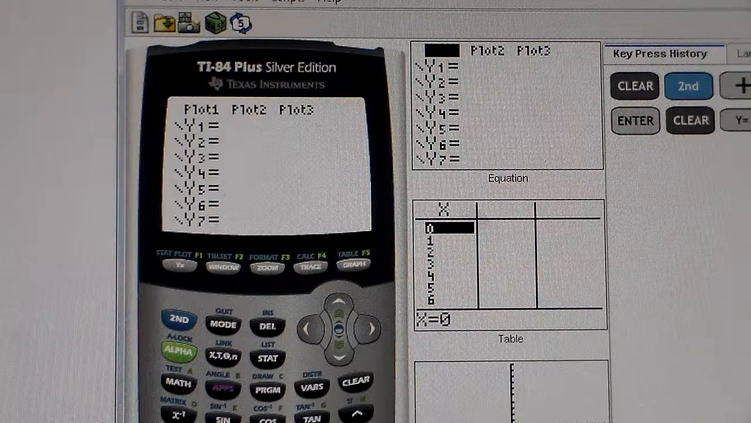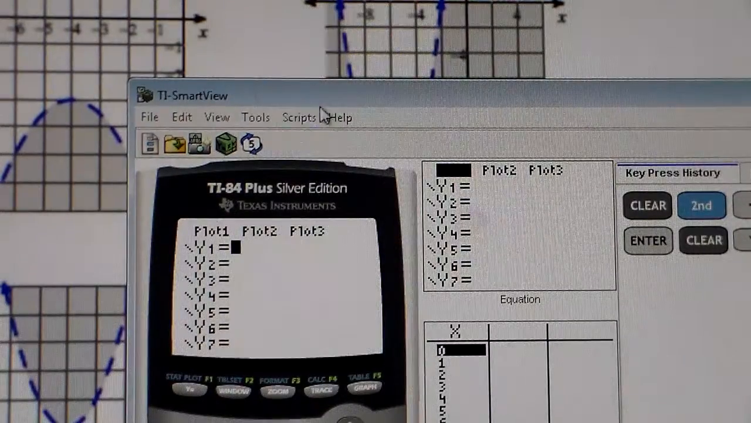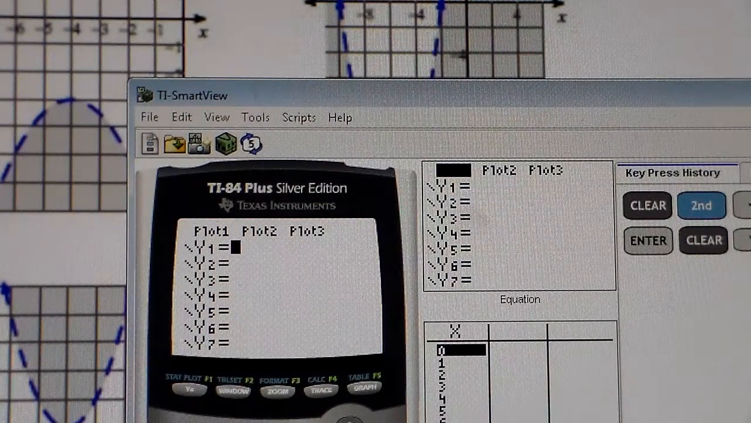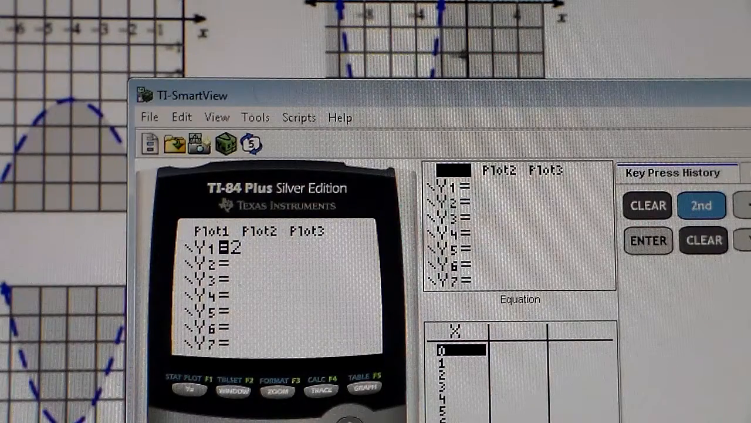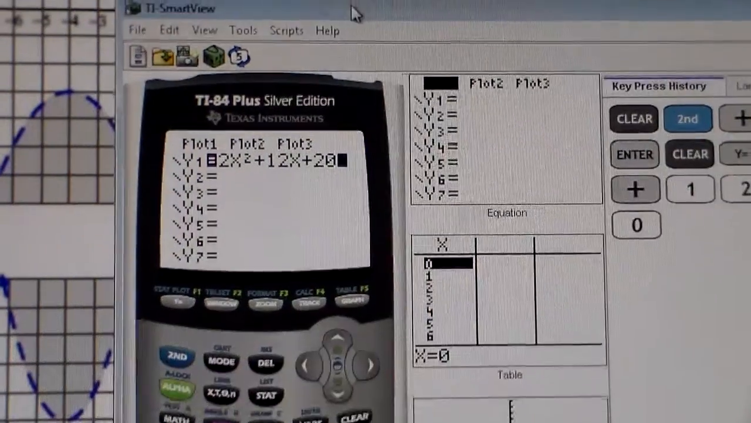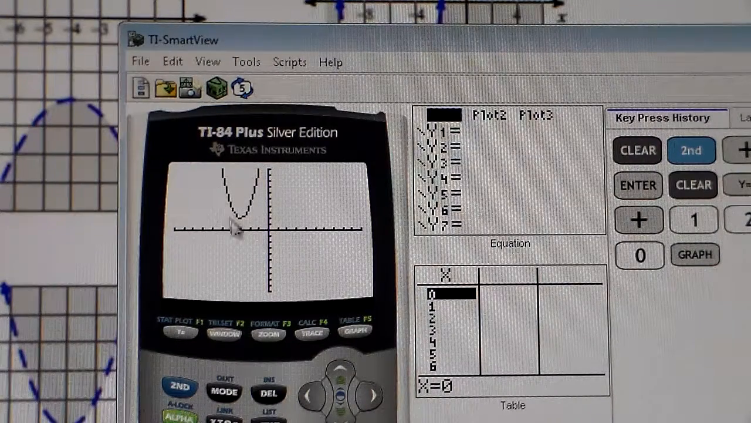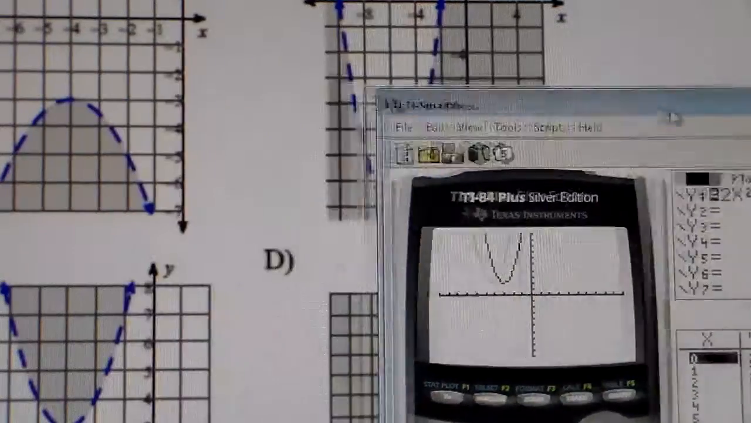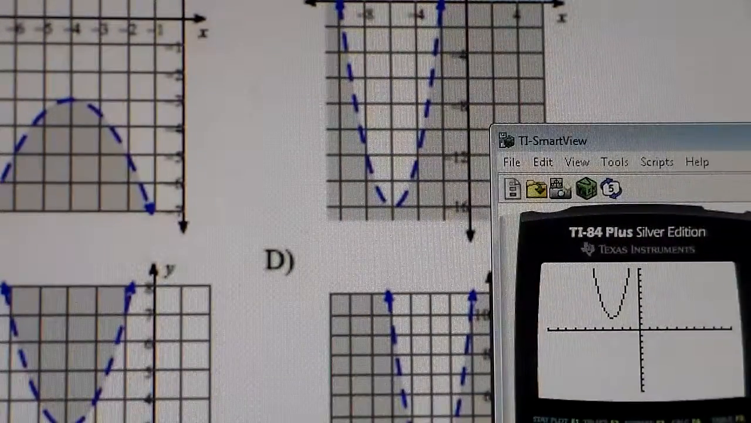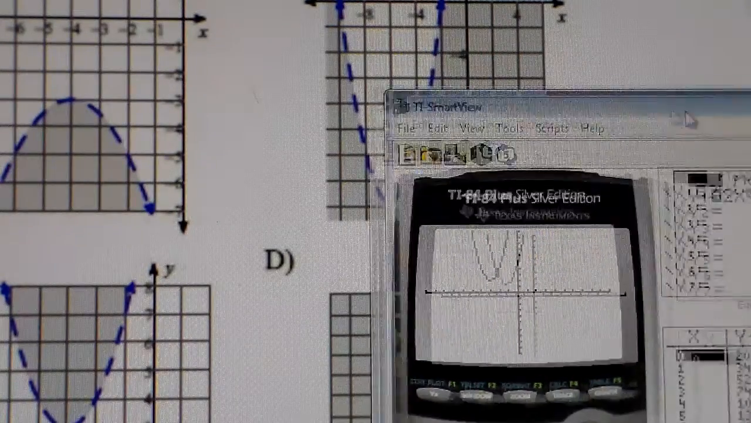Next, we hit our y equals button. And we're going to type in that equation that we're going to be working with, which in this case is y is less than 2x squared plus 12x plus 20. We hit the graph button to see what the graph is going to look like. So it's going to be a parabola in quadrant 2. So looking at our multiple choice, we got a couple parabolas here, but only 2 of them are actually in quadrant 2. So that actually helps eliminate some things.